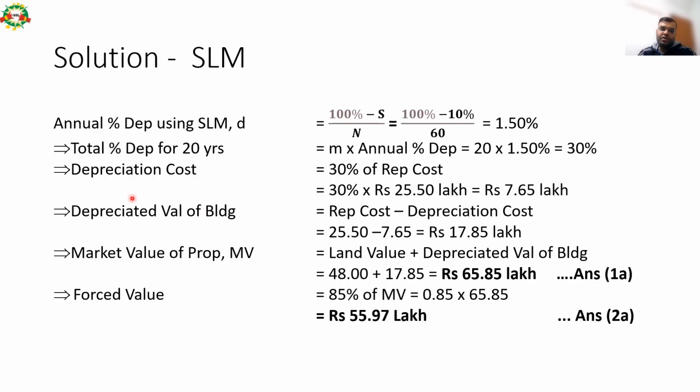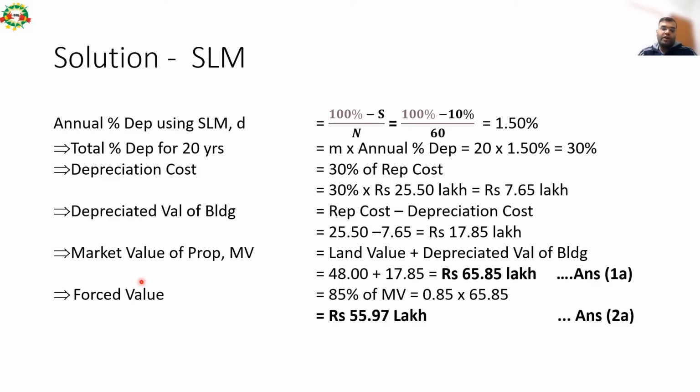So depreciated value of the building is equal to replacement cost minus depreciation amount or depreciation cost. It is equal to 25.50 lakh minus 7.65 lakh. It is equal to 17.85 lakh. So this is the depreciated value of the building. So if we add land value to the depreciated value of the building, we will get total market value of the property, which is land value of 48 lakh and depreciated value of building 17.85 lakh. Thus the market value of the property is 65.85.